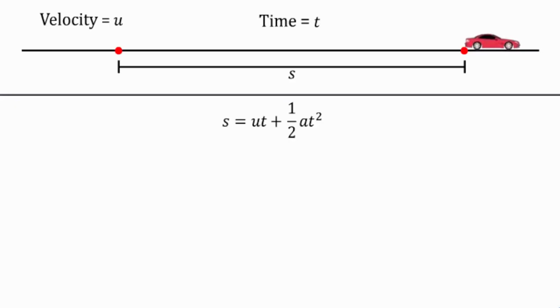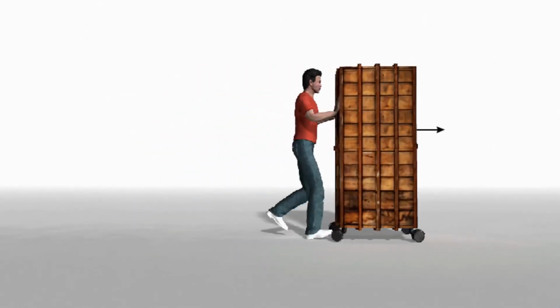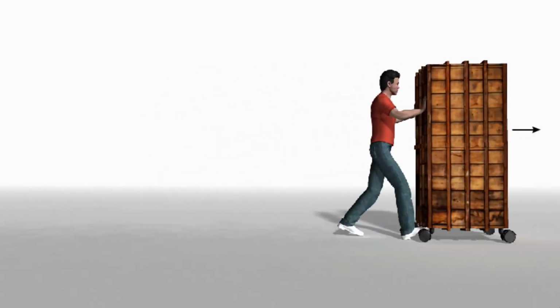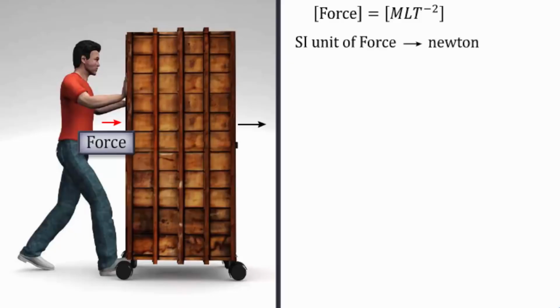Dimensional equations can be used to convert units of a given physical quantity from one system to another and to thus find the conversion factor. For example, consider the physical quantity force. The dimensional formula of force is MLT power minus 2. The SI system of unit of force is Newton, and its CGS unit is dyne.